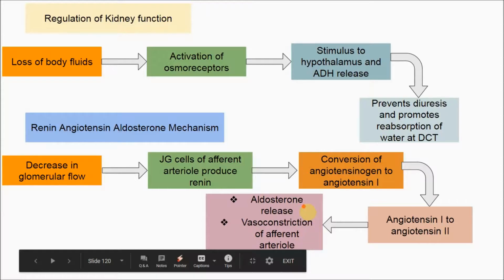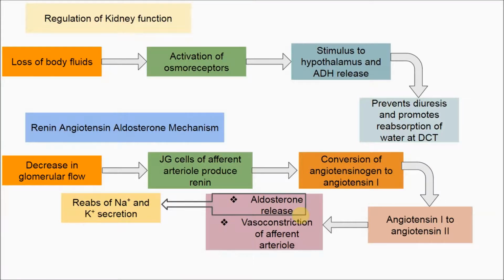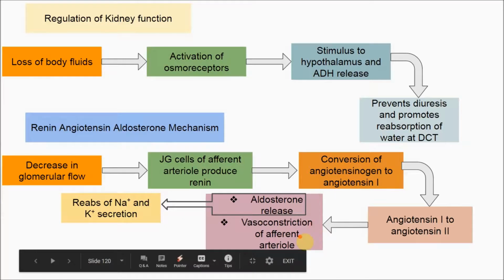What happens when aldosterone is released from the zona glomerulosa of the cortex of the adrenal gland? There is a reabsorption of sodium and secretion of potassium. The vasoconstriction of the afferent arteriole also has an important implication, that is, it causes an increase in the blood pressure. So this is mainly the renin-angiotensin-aldosterone mechanism.